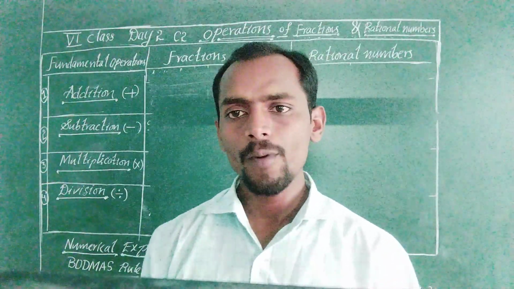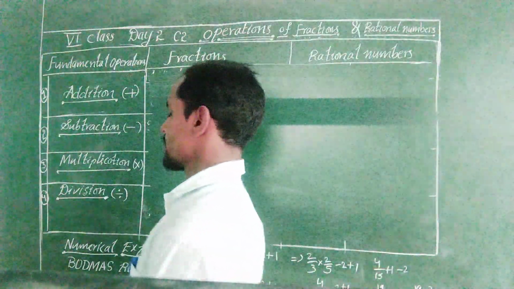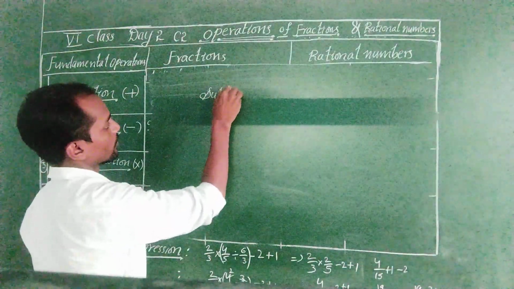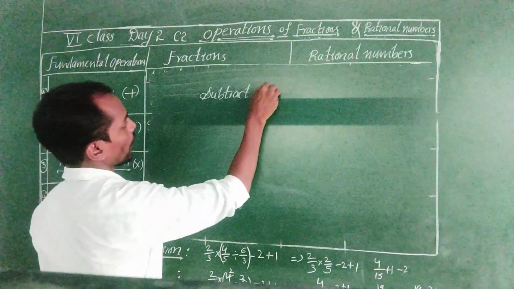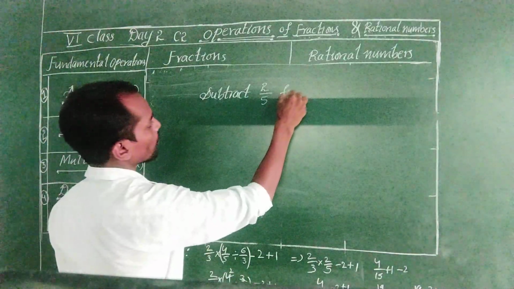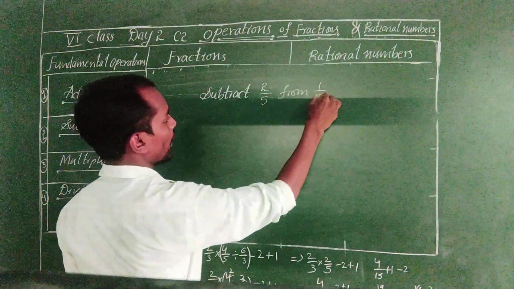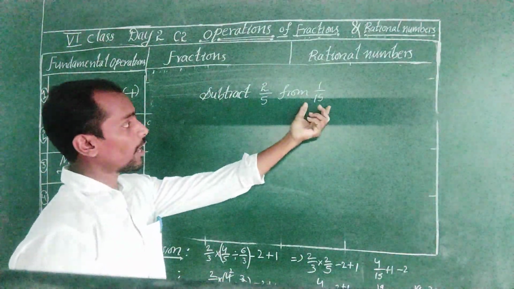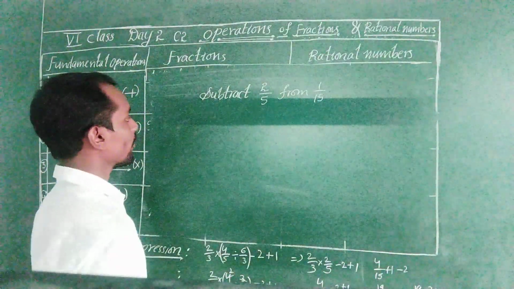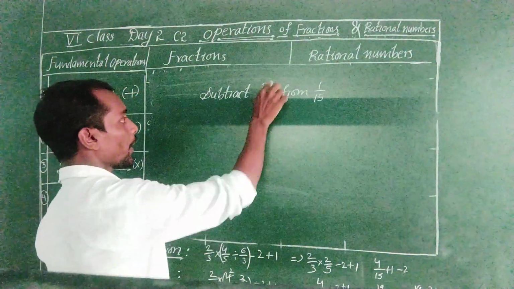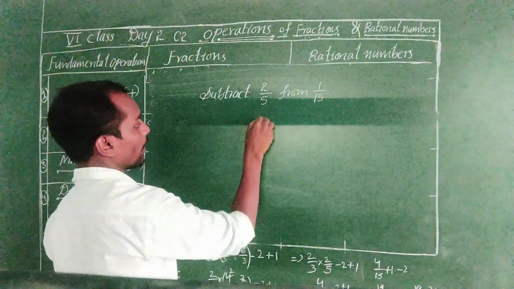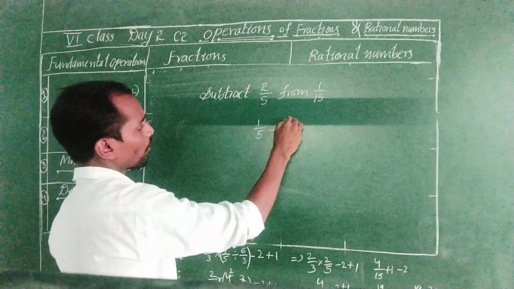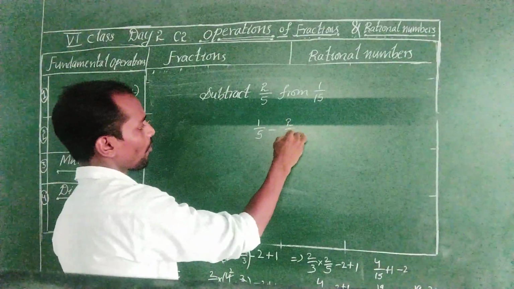Subtract 2 by 5 from 1 by 15. What number should be subtracted? That is called the subtrahend. You have to find the difference. So here, subtract 2 by 5 from 1 by 15. 1 by 15 you have to write first, and the subtrahend you have to write second.